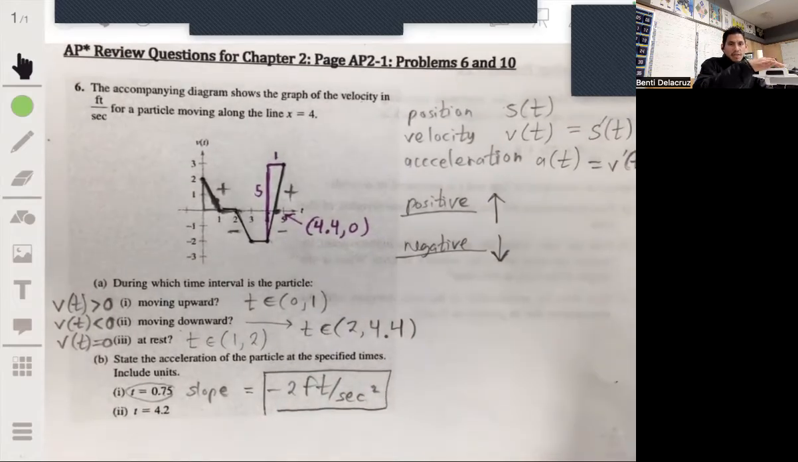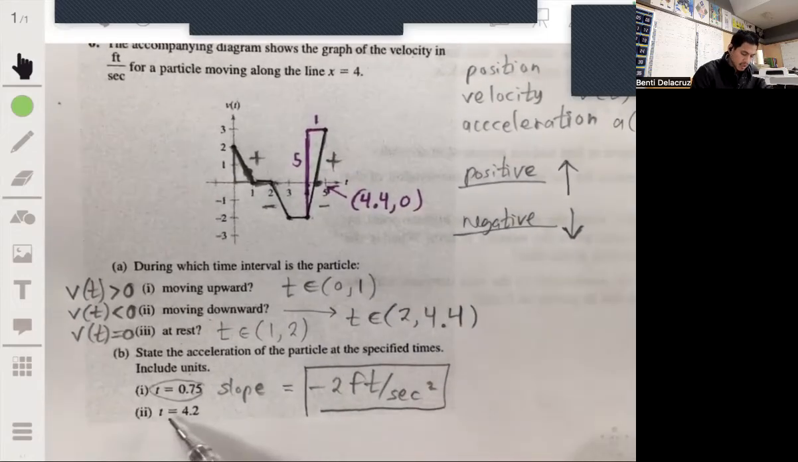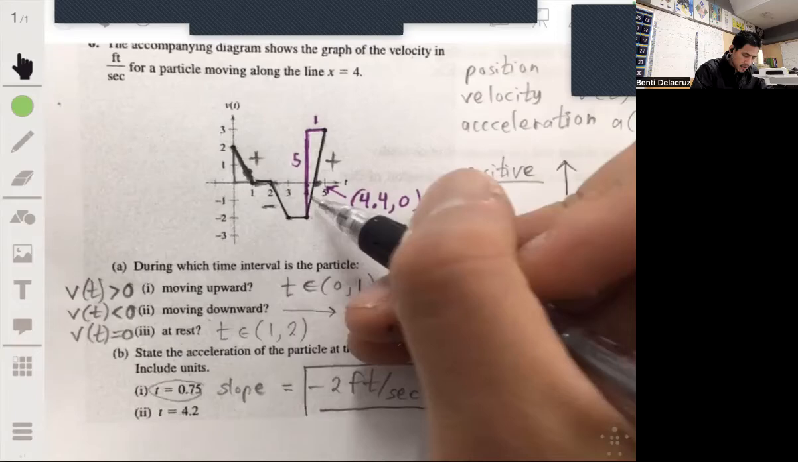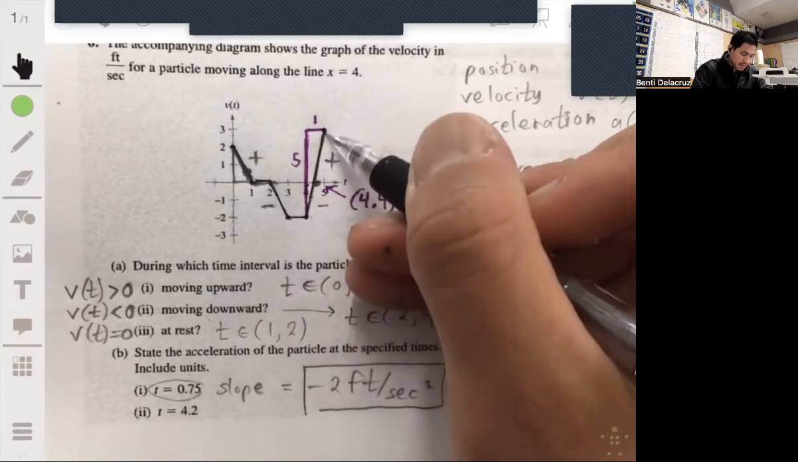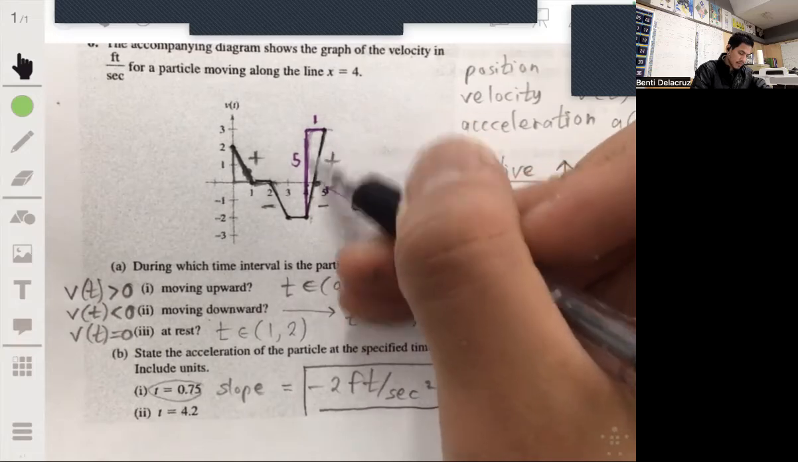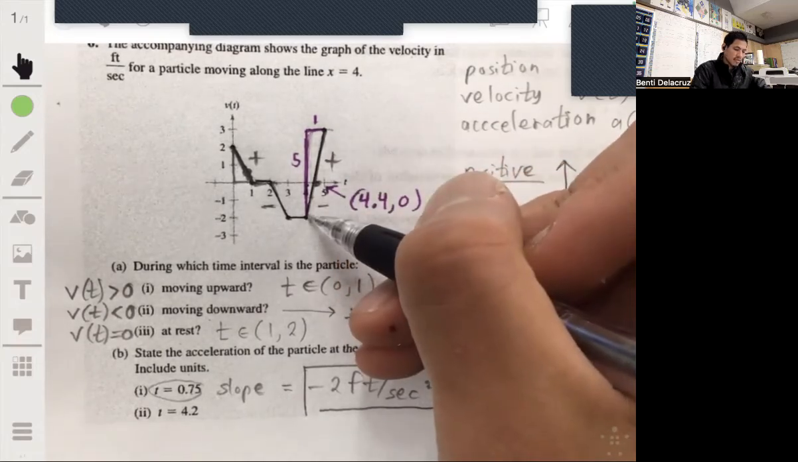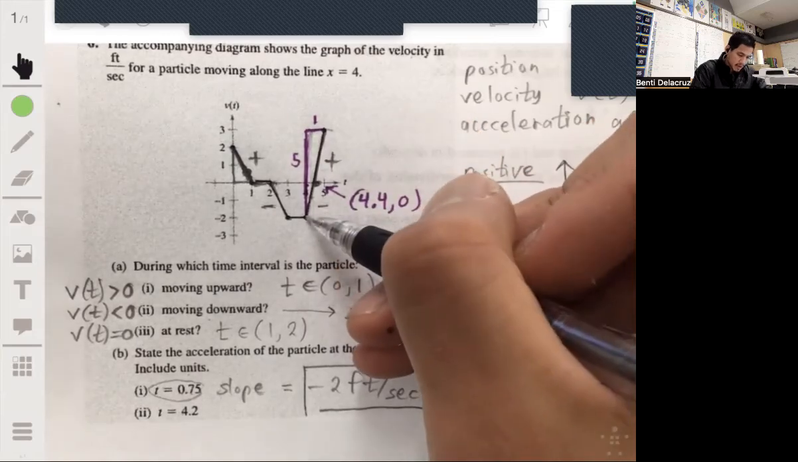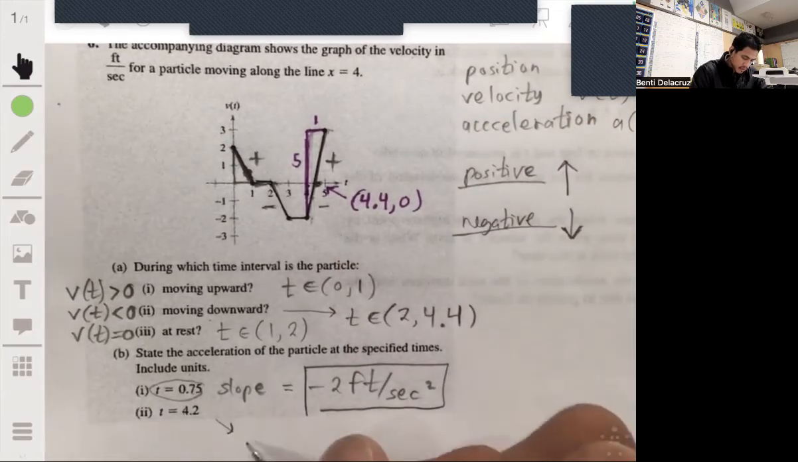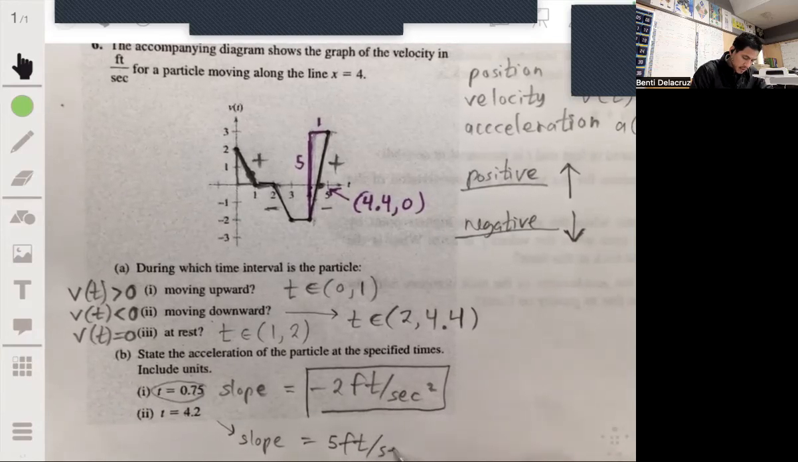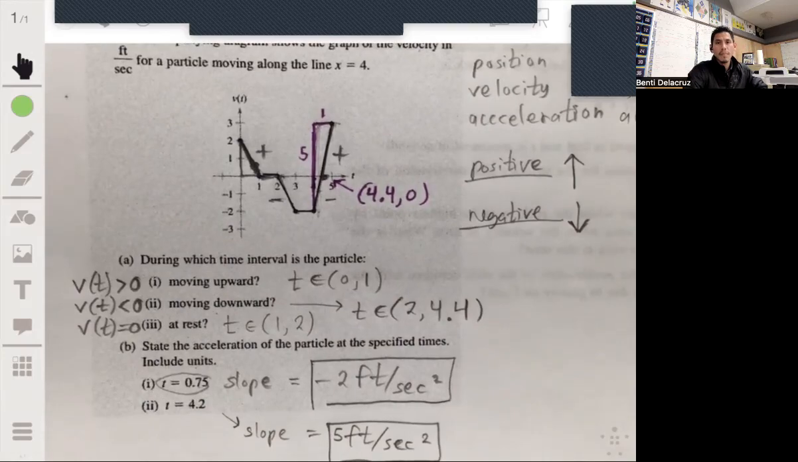And now we want to look at what's the slope at 4.2. So 4.2 will be over here. And all along this line, which we just went over in the previous part, the slope is 5. So the particle is accelerating at 5 feet per second squared from here to here. 5 feet per second squared. And that's it.